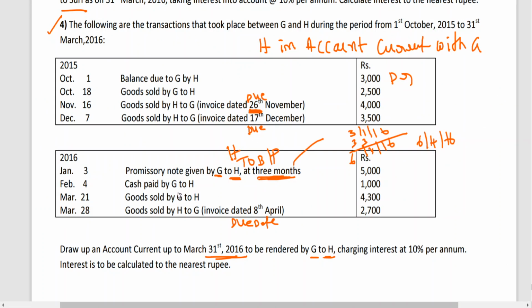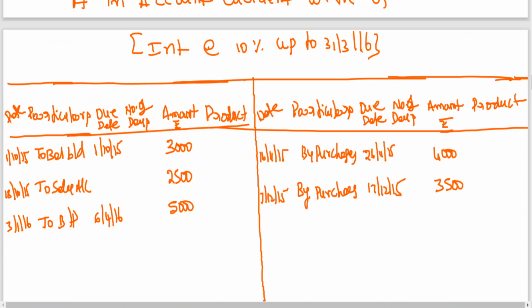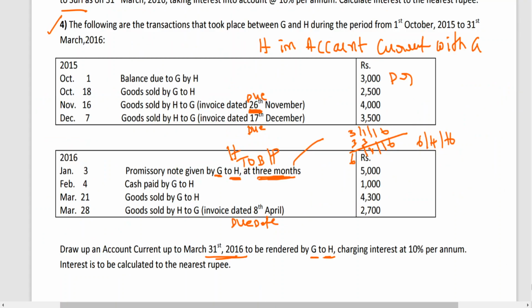Then, cash paid by G to H. Who is the receiver? H. Entry: H account Dr to cash. So when the due date is not given, you can take it as 4th February. Amount is 1000. Next, cash paid by G to H is completed.